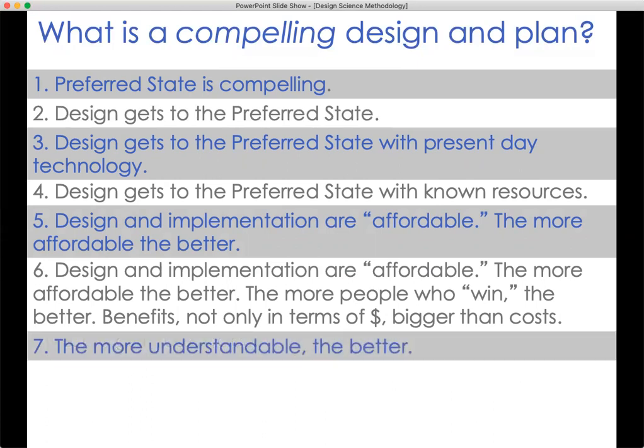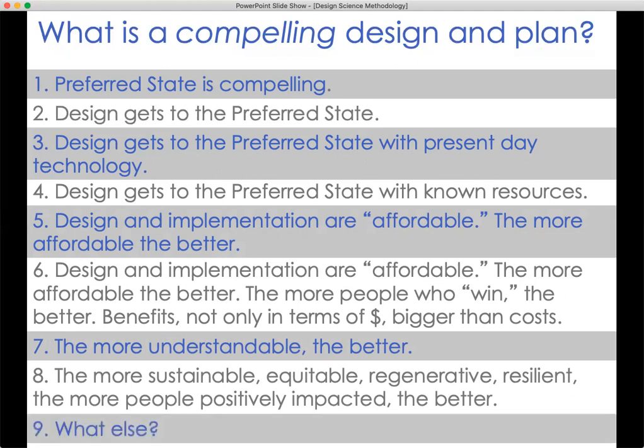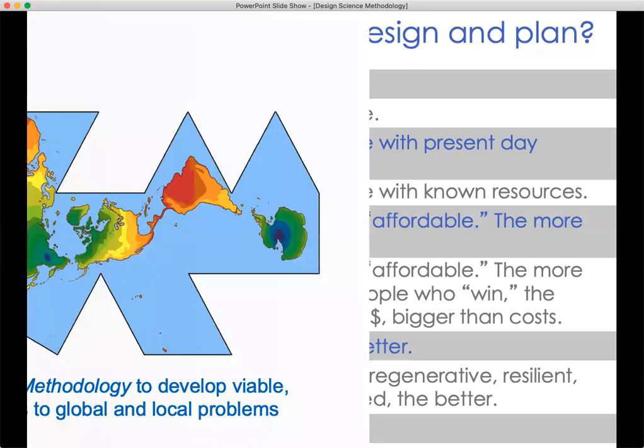All right. Also, not only is it affordable, but the more understandable, the better. The mass of people out there can get behind it. Yeah, getting rid of smallpox, I'm all for that. I've seen what it can do. I might have even lost somebody to that disease. The more sustainable, equitable, regenerative, resilient, the more people positively impacted, the better. Now, that list doesn't stop. There could be other things that need to be considered, but a compelling design and plan are critical to the success of the program.